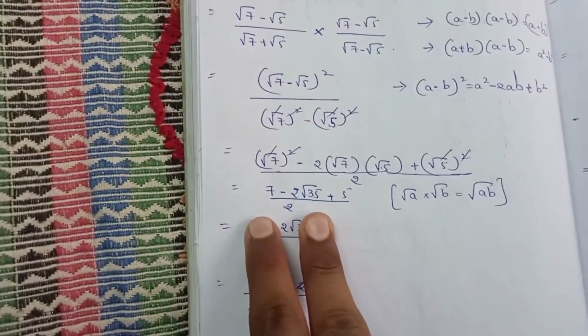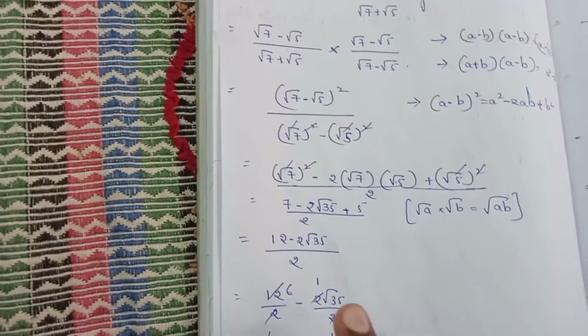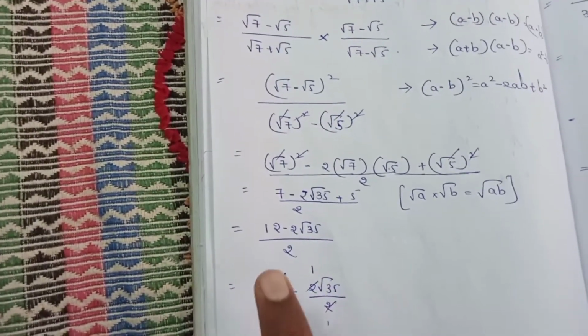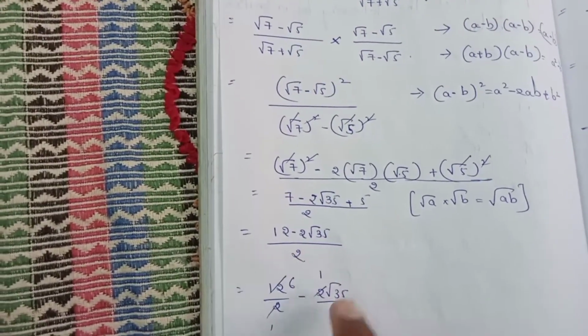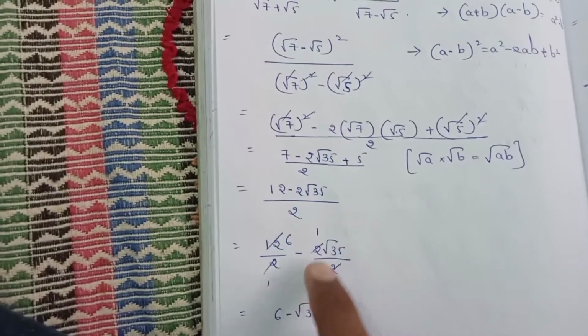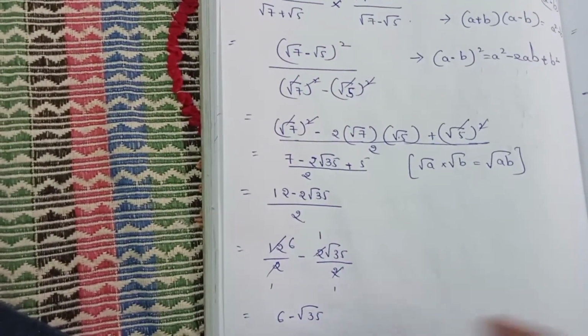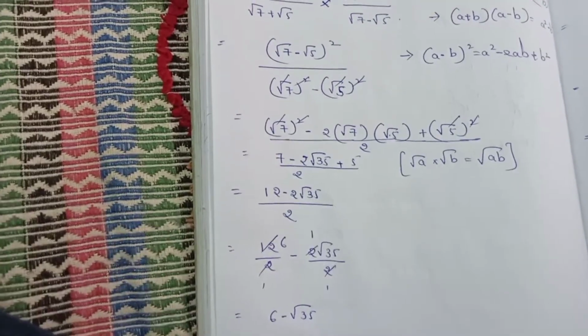Again, the numerator has 2 terms and the denominator has a single term. Now we have to separate it: 12 by 2 minus 2 root 35 by 2. 2 sixes are 12, 2 ones are 2. The final answer is 6 minus root 35, so we have to write root 35. 6 minus root 35 is our final answer.